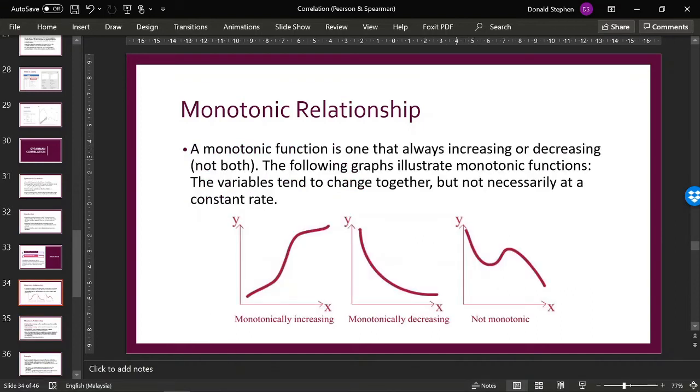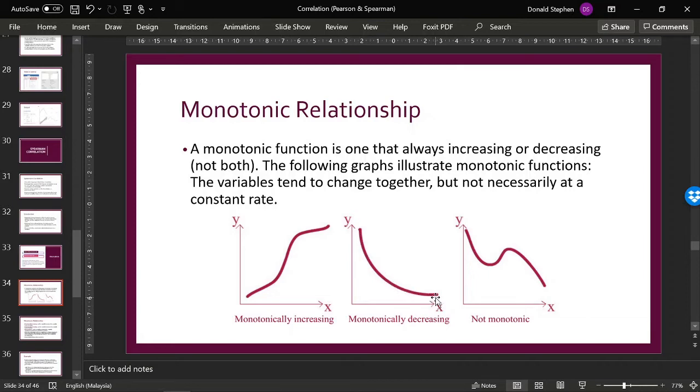Let's look back to this graph and it will be easier for you to see. For monotonically increasing, when x increases, the value of y will also increase and it will never decrease. For the second one, monotonically decreasing, when the value of x increases, the value of y keeps on decreasing and it will never increase.